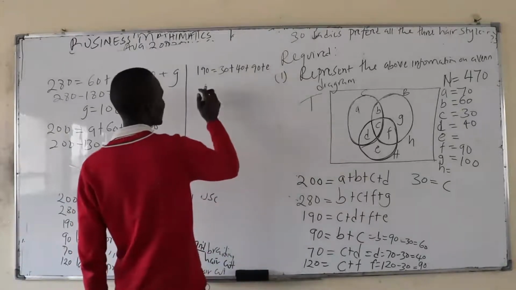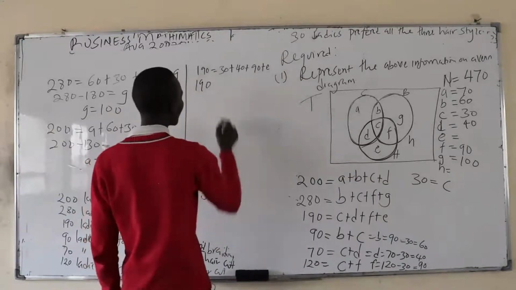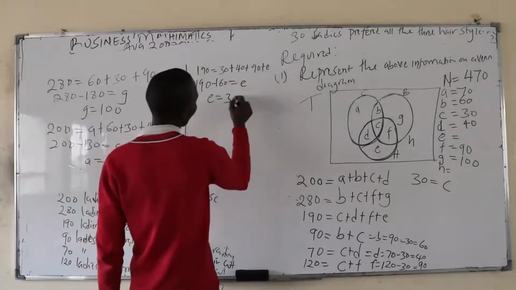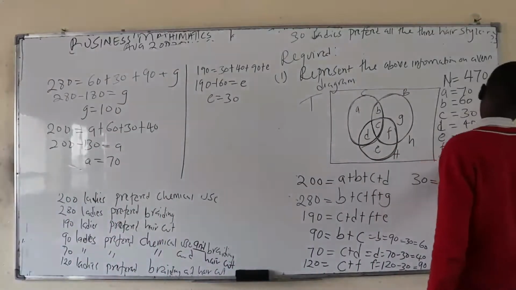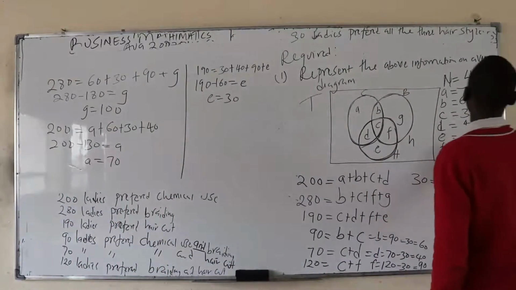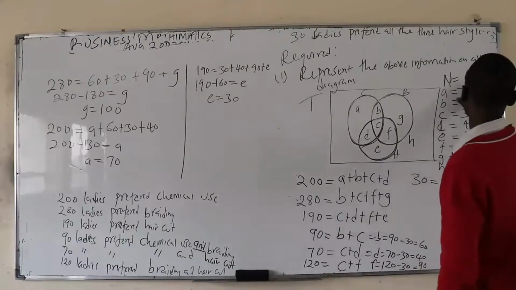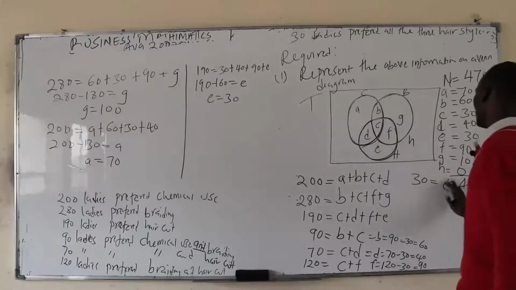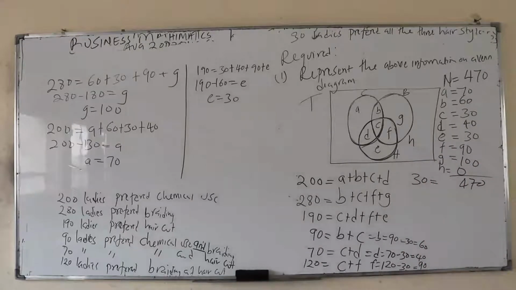Then you come here, you have B, you have D, you have F, so you can find G. You have B, you have C, you have F. You do 30, you take 180. I hope you have written this question. This is how we do this question, please.